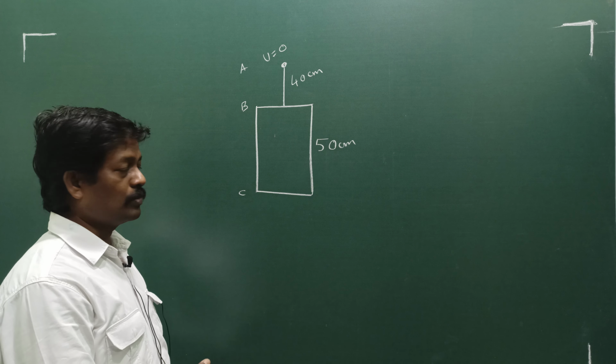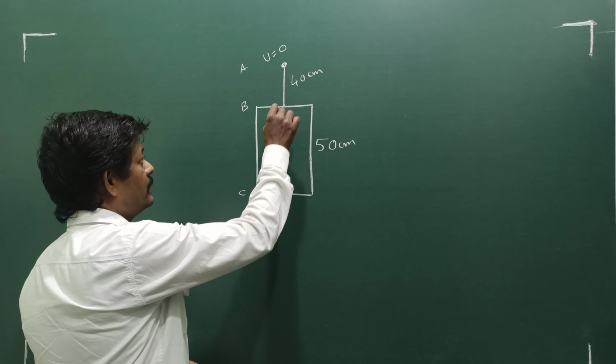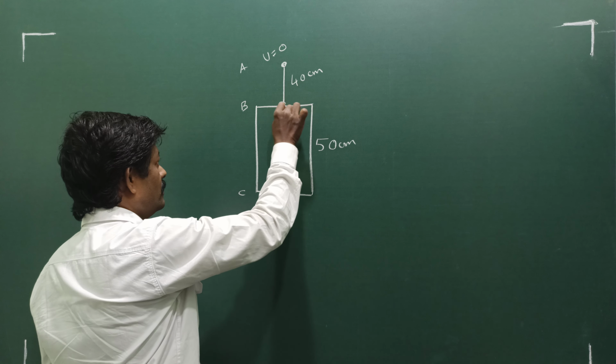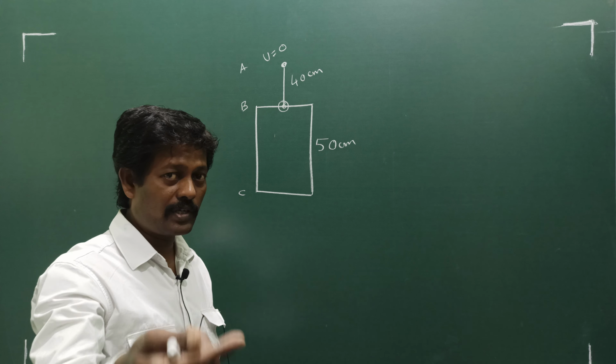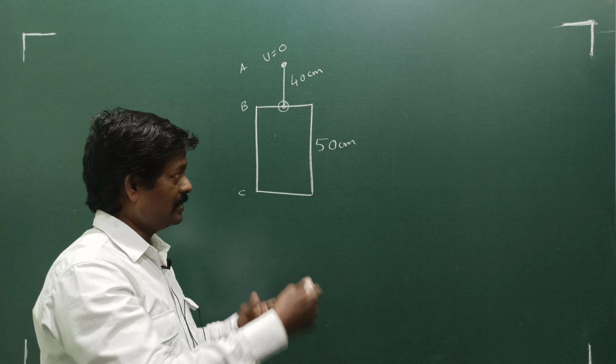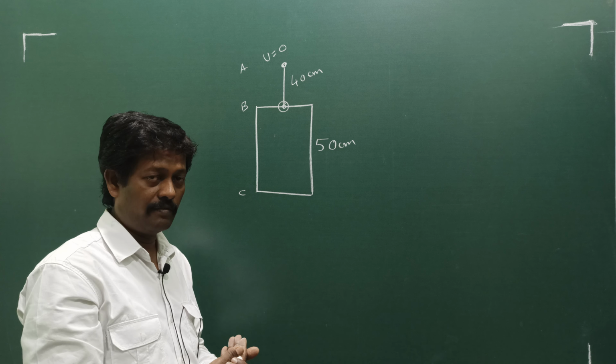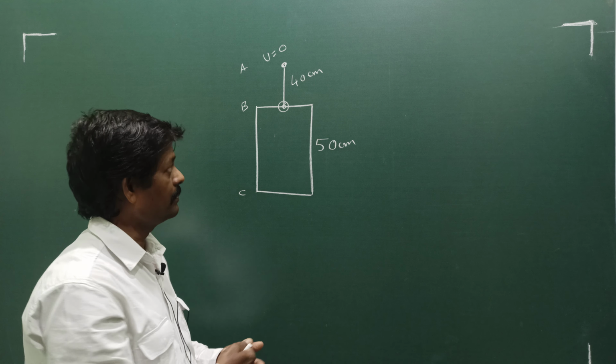What is the procedure students adopt naturally? You will try to calculate the velocity here. Keep in mind, you have to listen completely because I am going to give a shortcut trick for this afterwards. This is a general method of how the student will solve. That's what I am going to explain first.